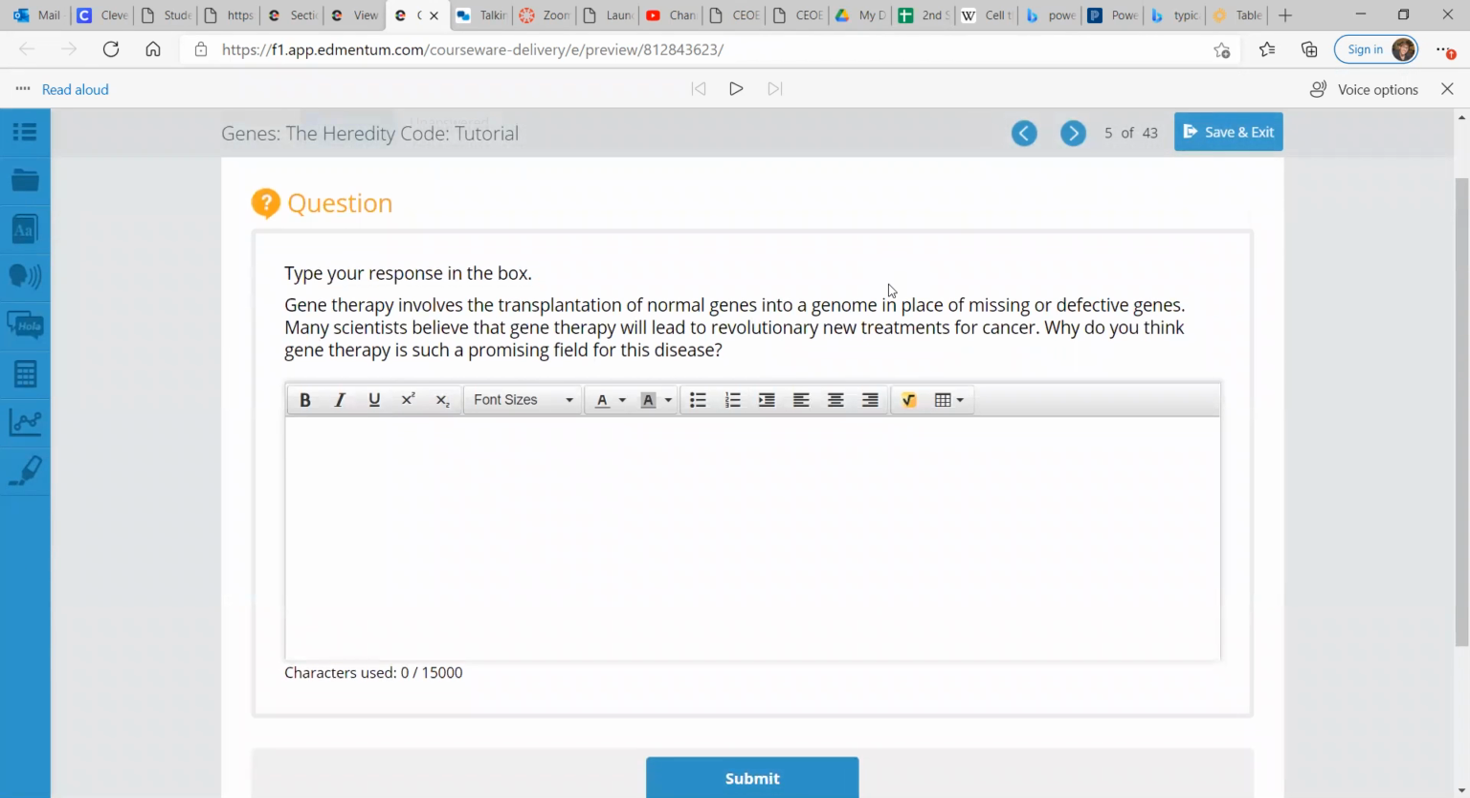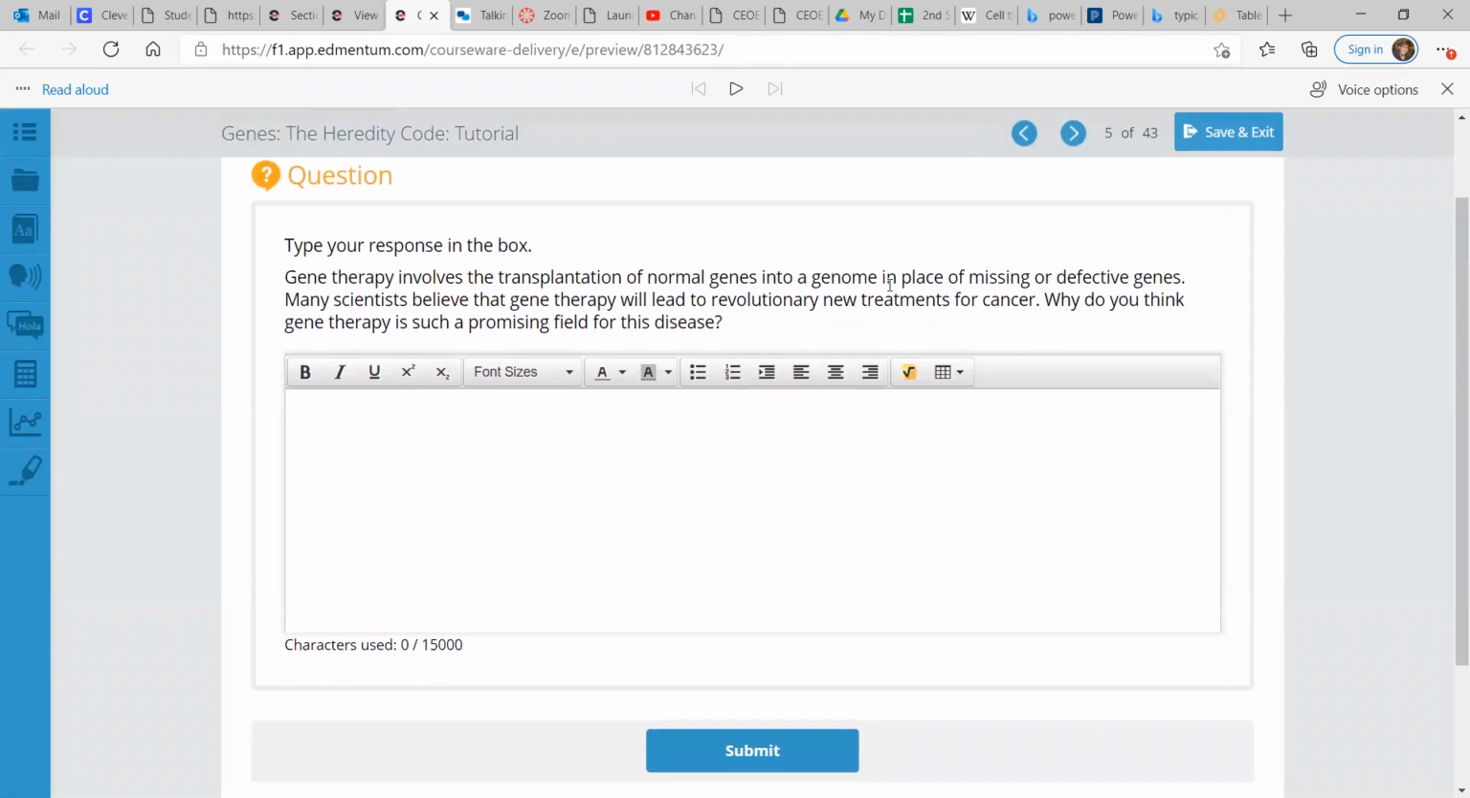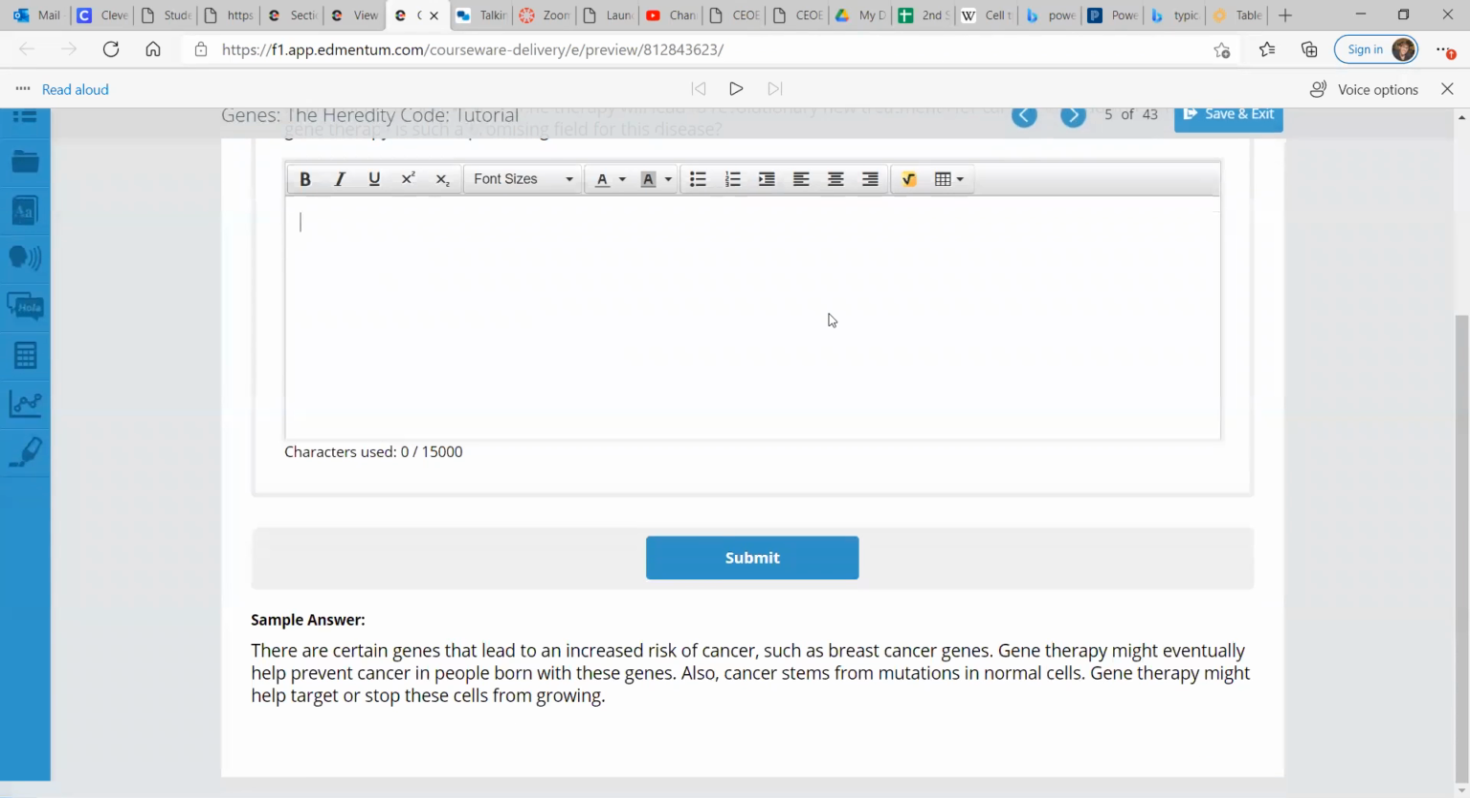Gene therapy involves the transplantation of normal genes into a genome in place of missing or defective genes. Many scientists believe that gene therapy will lead to revolutionary new treatments for cancer. Why do you think gene therapy is such a promising field for this disease?